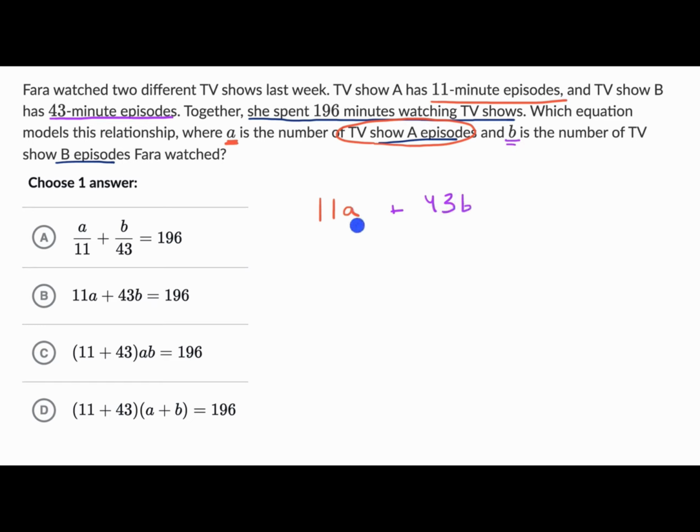So if you add the amount of time she watched TV show A to the amount of time she spent watching TV show B, that will be her total time. And we know that that needs to be equal to 196. And so let's see which of these choices have it. That's not that one. Let's see, this one is exactly what we got. This is different, and this is different. And we're done.